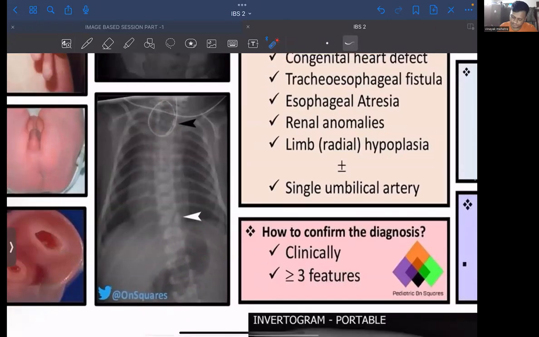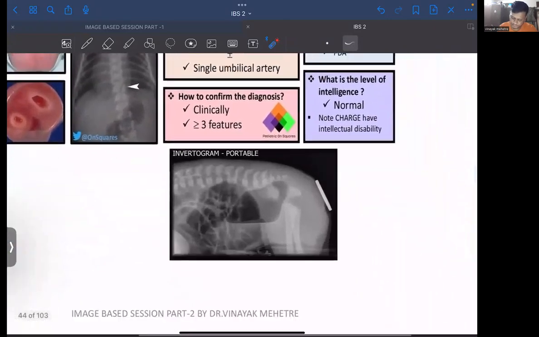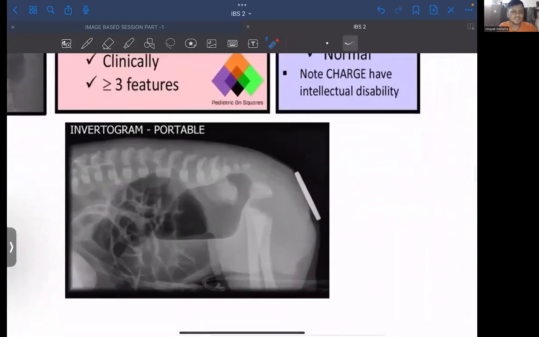Then comes this image, last to last attempt. You are able to see gastric bubbles, but it is not reaching the destination. It is not reaching the destination, right?